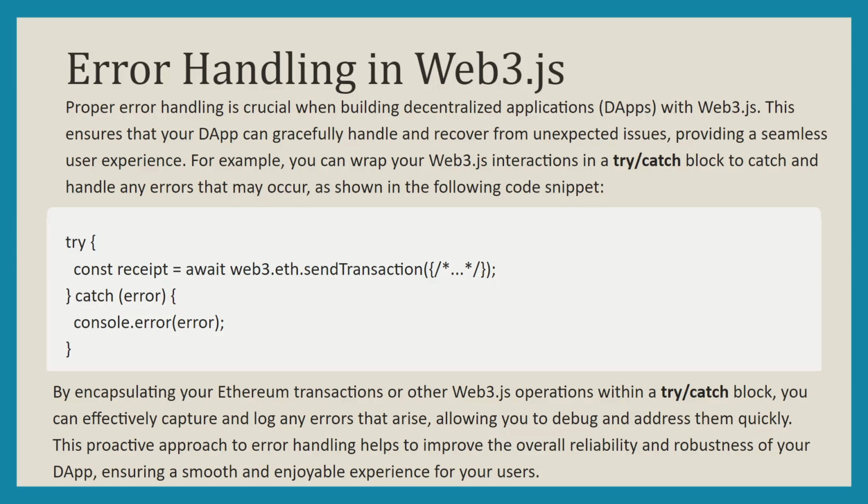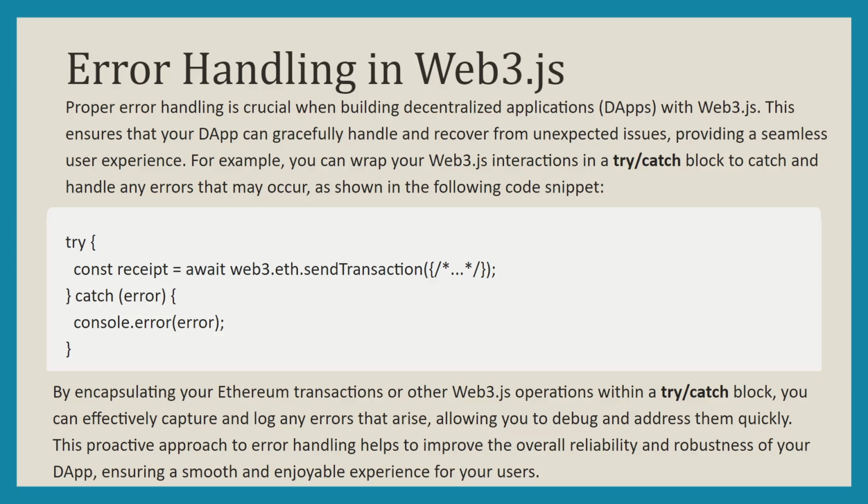Next, we'll talk about error handling in Web3.js. Proper error handling is crucial, right? With anything, and it's especially crucial while you're building decentralized applications with Web3.js. This will ensure that your app can gracefully handle and recover from unexpected issues, providing a seamless user experience. That's all you try to provide. For example, you can wrap your Web3.js interactions in a try/catch block to catch and handle any errors that may occur, as shown in the following code snippet.